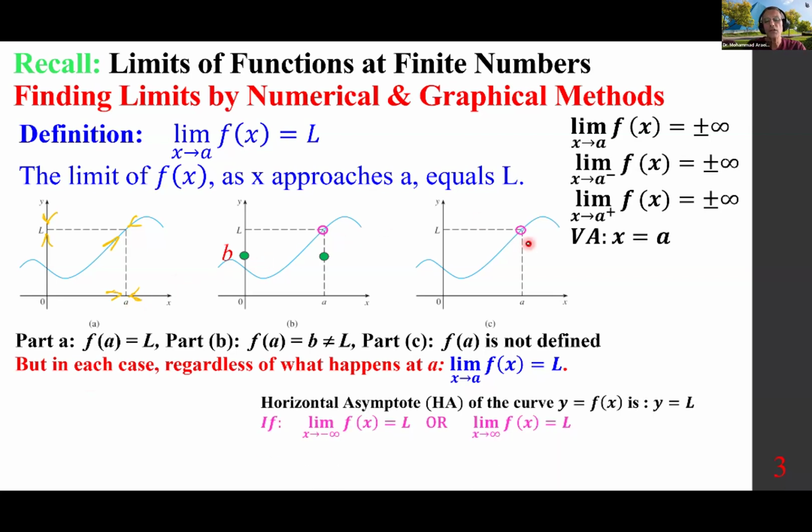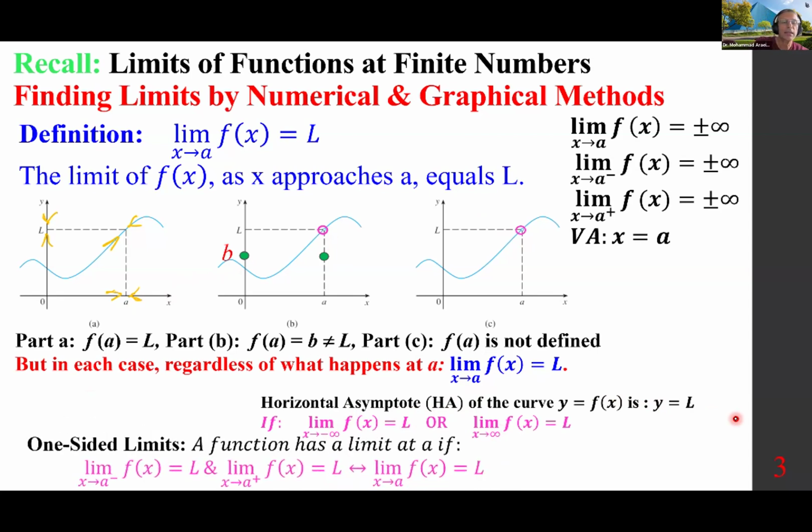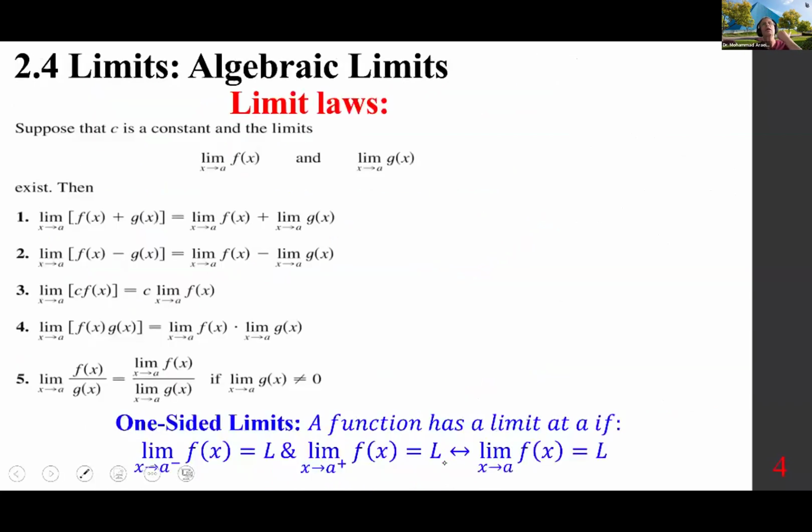Reminding you of the definition of a horizontal asymptote: the limit of f of x as x approaches negative infinity or positive infinity is L. y equals L represents the horizontal asymptote, and the limit exists if one-sided limits are identical. That means the limits of f of x as x approaches a from the left and right are the same. So this is the synopsis of what we discussed.